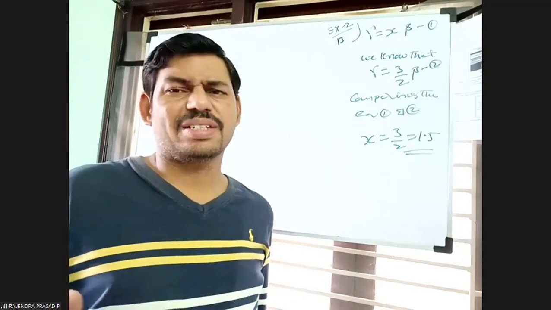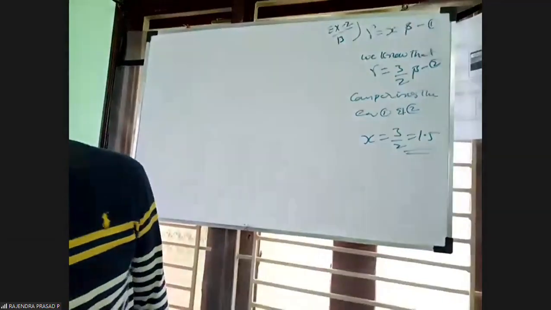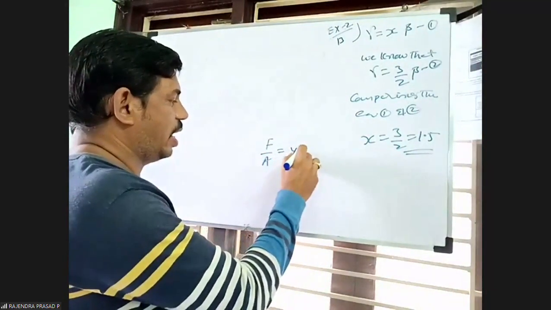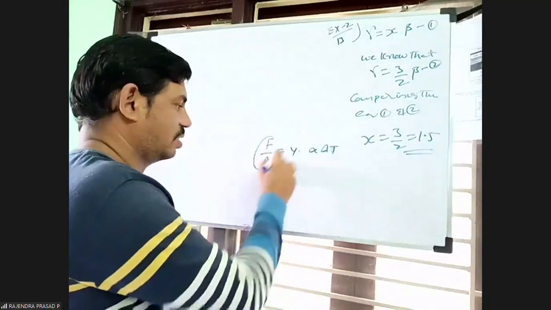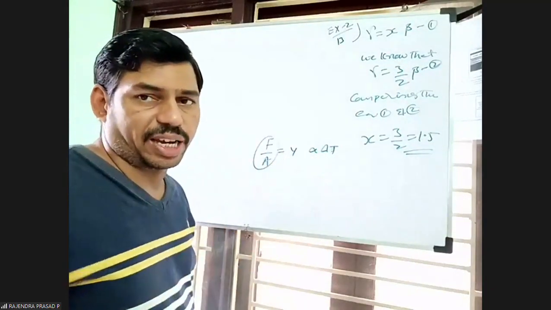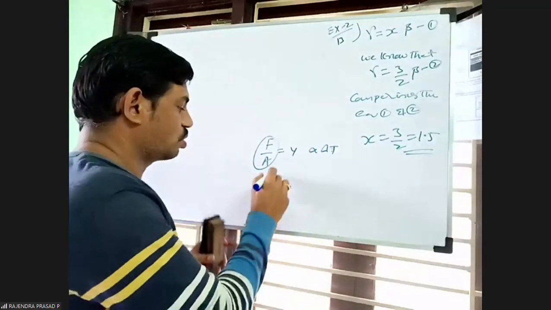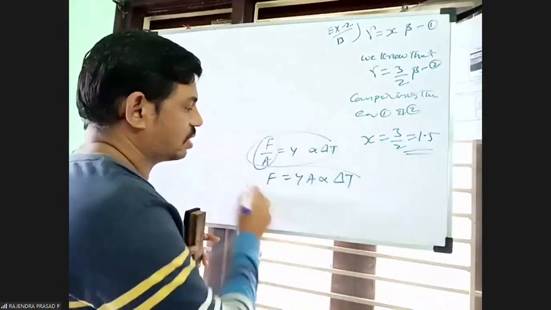Thermal stress, thermal force and thermal stress. So F by A is equal to Y alpha delta T. This is the thermal stress. This is the application next week. Thermal force: F is equal to Y A alpha delta T. This is the thermal stress. This is the thermal force.